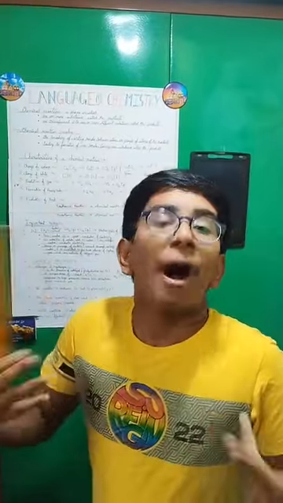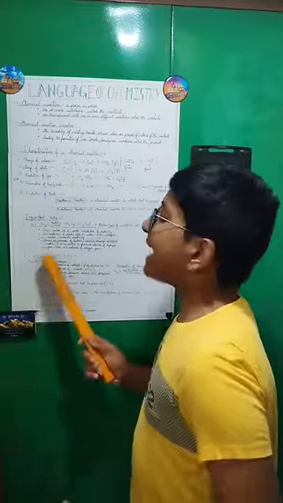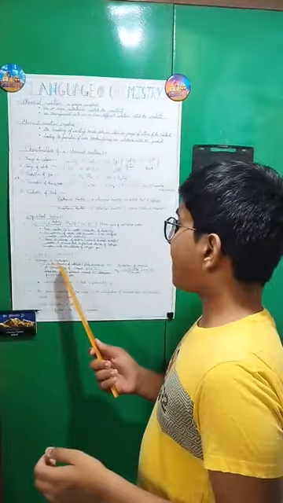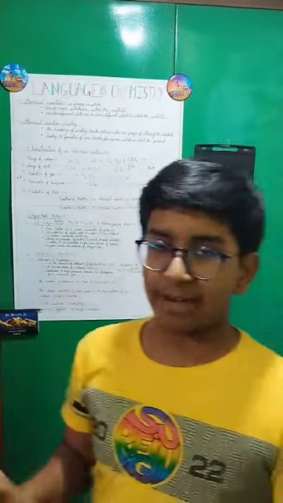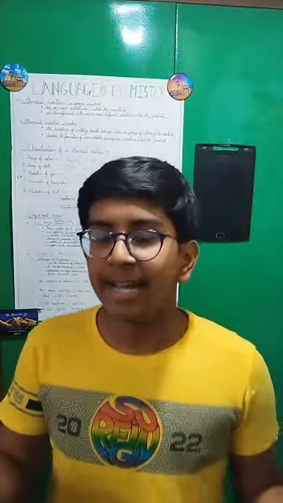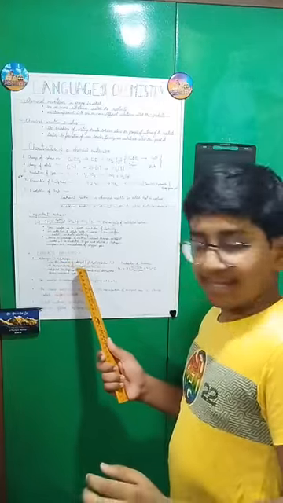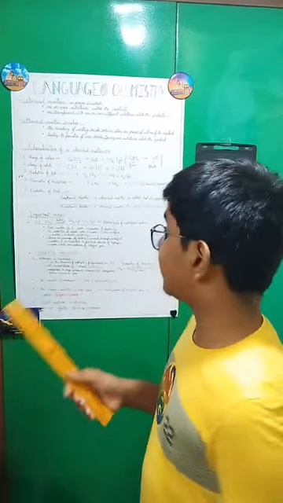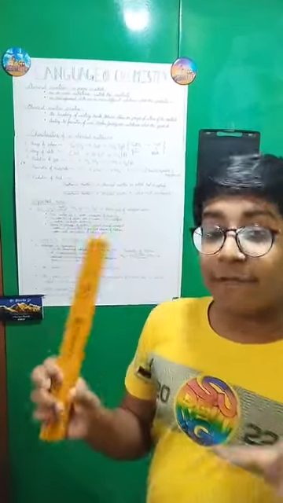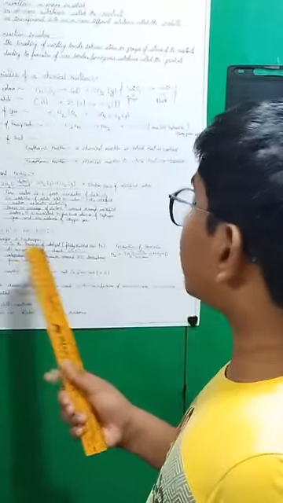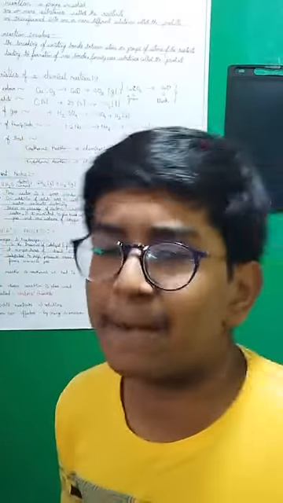So how it is formed, I will explain. When nitrogen and hydrogen are in the presence of a catalyst, finely divided iron, means iron not in chunks, they are finely divided into powder. At a temperature of 450 degrees Celsius and subjected to high pressure of around 200 atmospheres, which I told earlier, it forms ammonia gas.